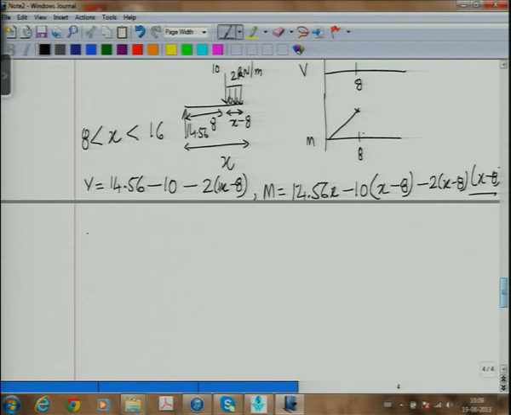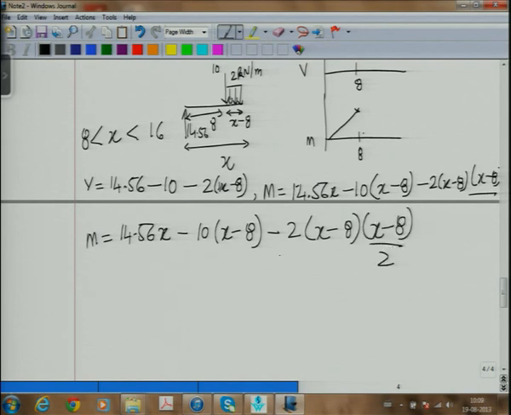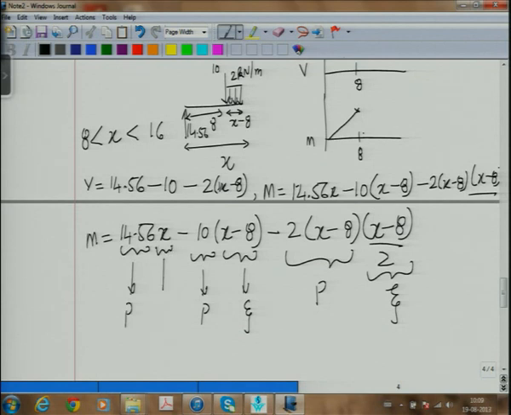So the moment then turns out to be 14.56x minus 10 times x minus 8 minus 2 times x minus 8 times x minus 8 by 2. And here this is what was the load P, this is the distance zeta. Here 10 was P, this is what we had written as zeta, 14.56 was P, x was zeta. This is just relating to the last lecture. So here maybe we can say reference to lecture 6.